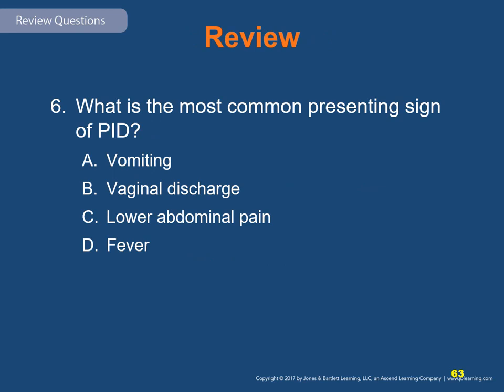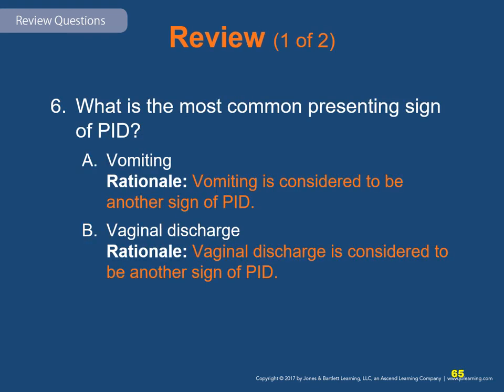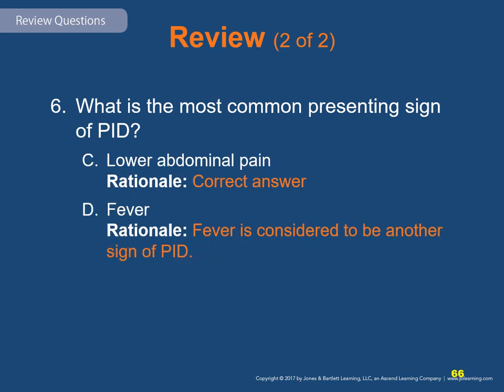What is the most common presenting sign of PID? A. Vomiting, B. Vaginal discharge, C. Lower abdominal pain, D. Fever. The correct answer is C. Lower abdominal pain is the most common sign of pelvic inflammatory disease. Vomiting and vaginal discharge are also signs of PID. Fever is also another sign of PID, but they're all later signs.